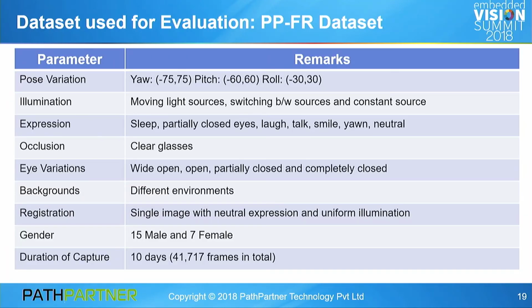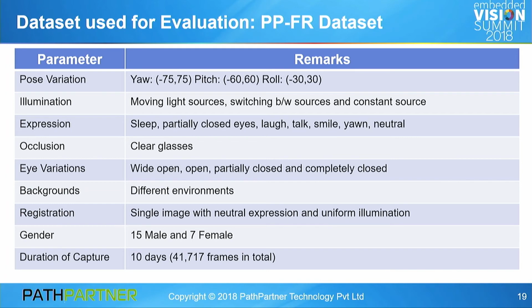In this data set, we cover all possible variations, that is pose variation, illumination, expression, and occlusion. And this data set is captured for a total duration of 10 days with 15 male and 7 female. And as you observe, for illumination, what we have done is we have defined 3 cases. That is, we fix the pose, and then we try to move the light source from one point to other point. And in the second case, we keep the light source constant, but we switch between them. And then in the last one, we define a constant source.